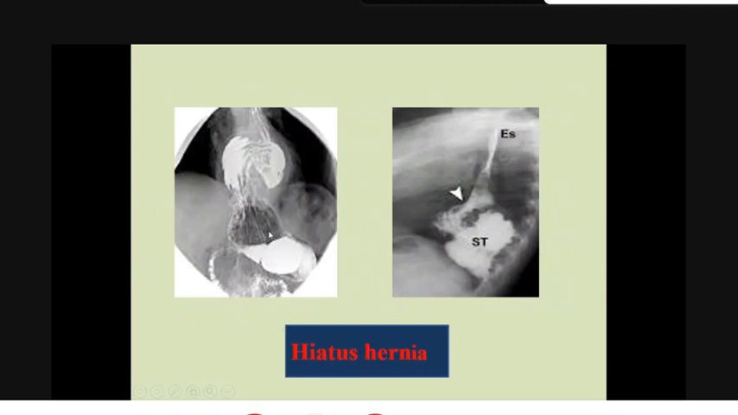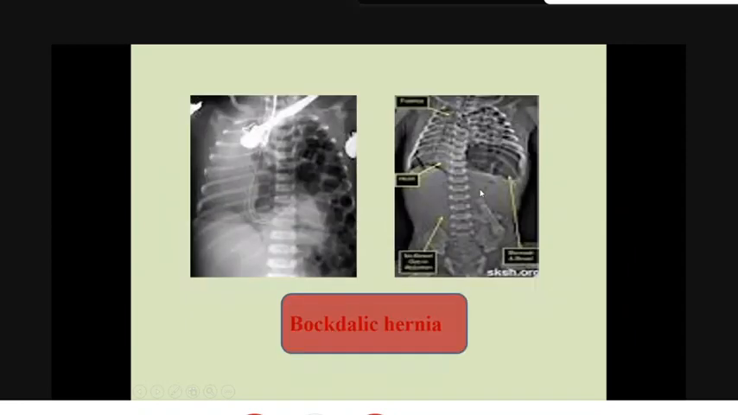You see that here there is a large pouch of stomach extending more than 2 cm above the diaphragm, containing 3 and more rugae with wide hiatus greater than 3 centimeter in diameter. And this is another example of hiatus hernia with a large pouch of stomach seen above the diaphragm.